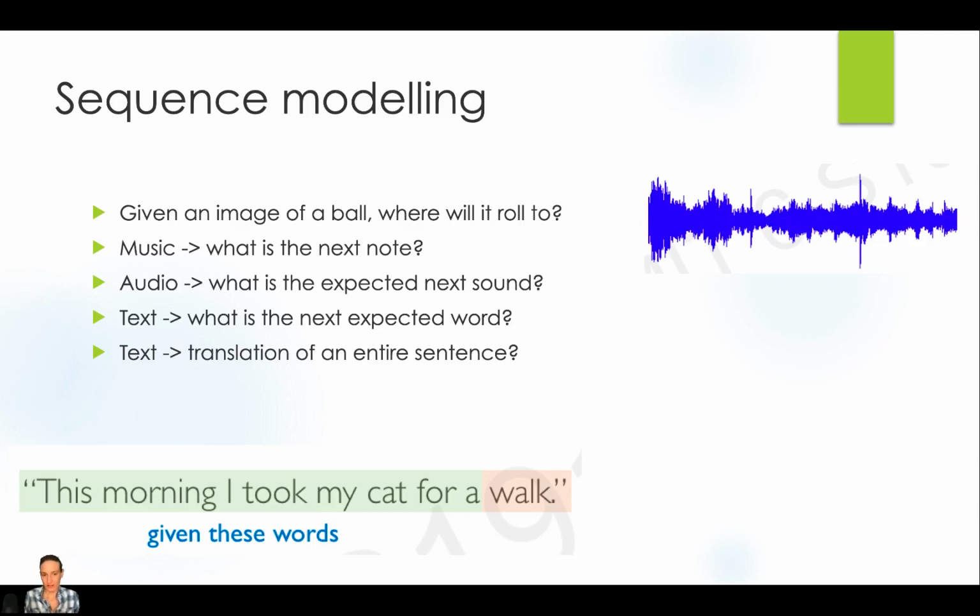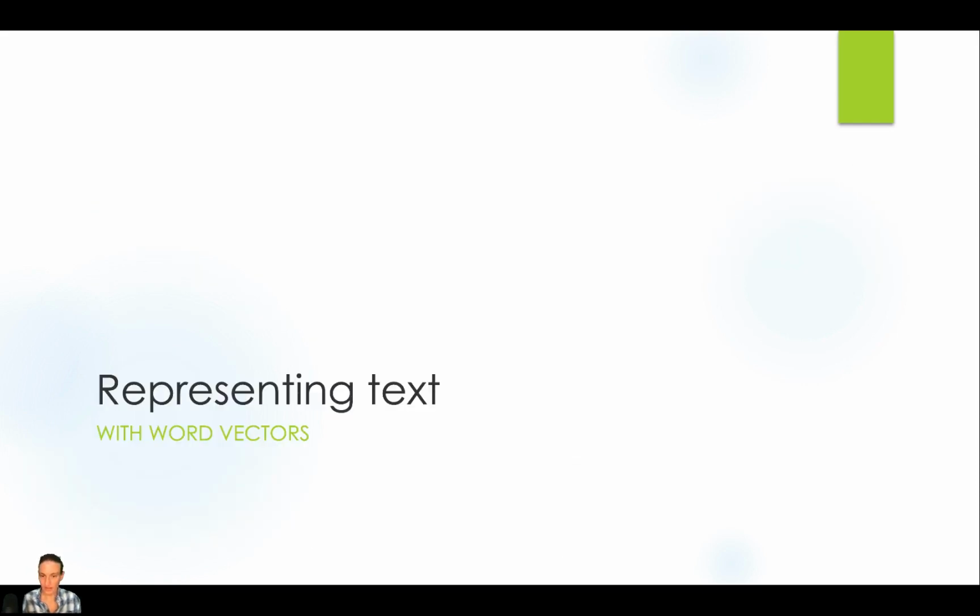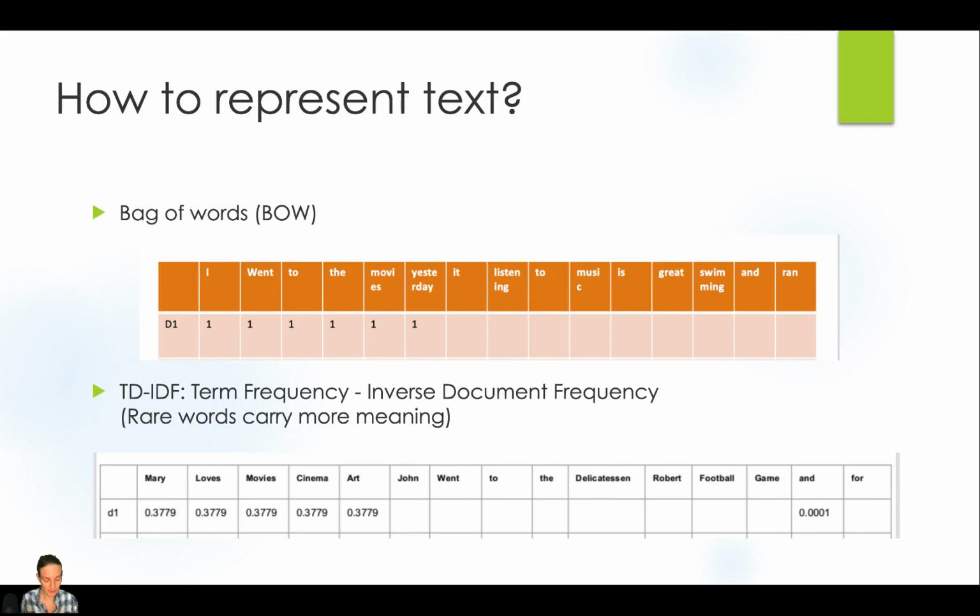Other examples of sequence input or sequence data are sentences. This morning I took my cat for a walk. So given a sentence, how can we represent text? And I'm going to be talking to you very briefly about word vectors, or word embeddings, which is a very popular technique in NLP these days. Okay. There are some traditional ways of representing text, such as bag of words, BOW.